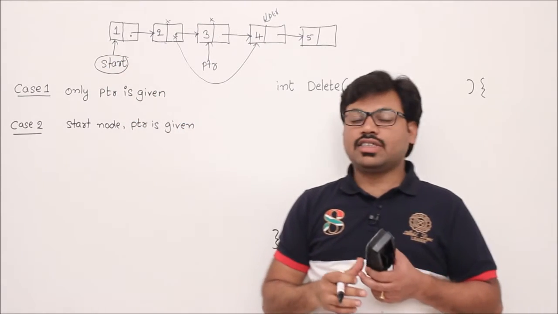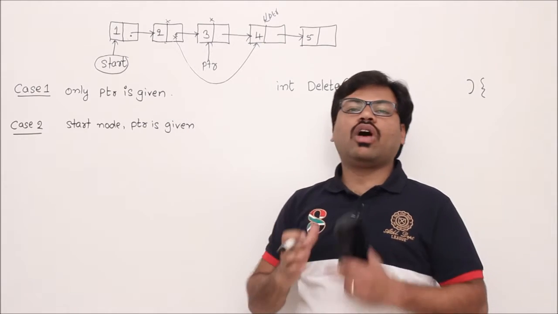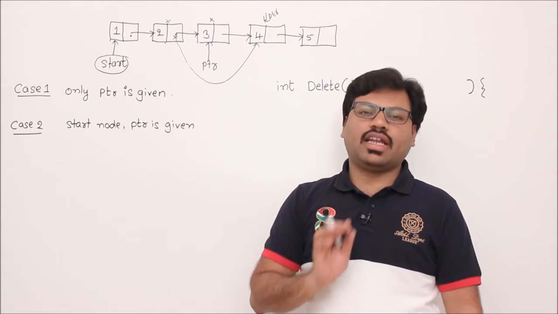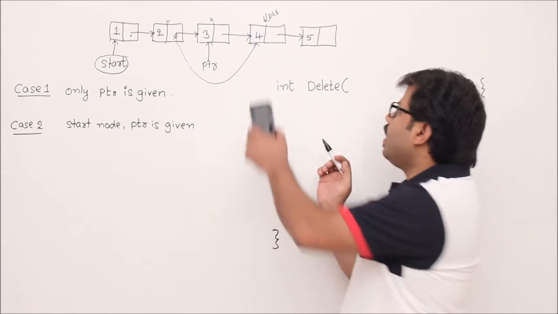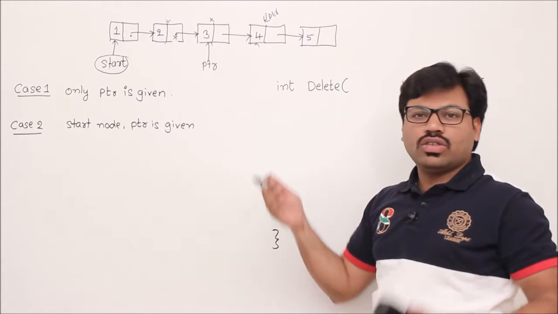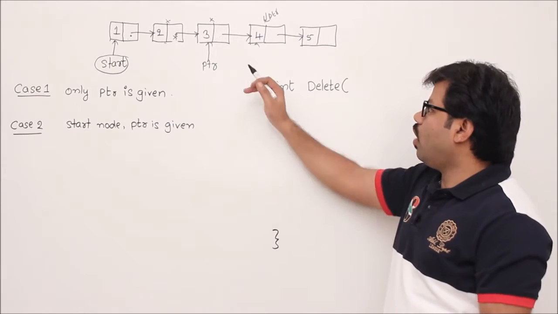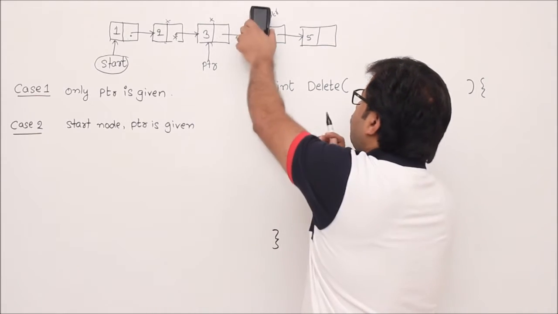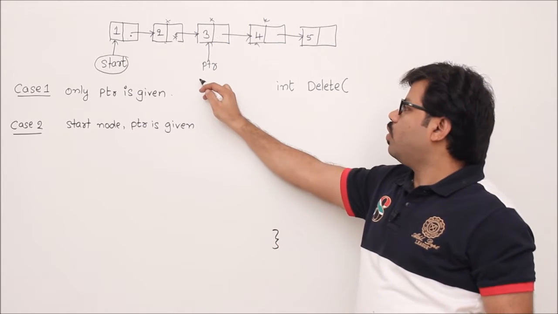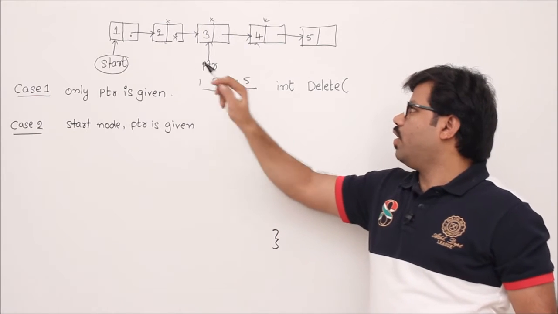Now let's discuss various possibilities. First of all, only PTR is given. How to answer this question? Let's confine to this problem. Only PTR is given. So when only PTR is given, then how to delete? Then it looks impossible, right? But it is possible. I will tell you how to do it. Example, this is your PTR. Now I will show how to delete it. And what should be the output? Output should be 1, 2, 4, 5. Isn't it? See how I do it.